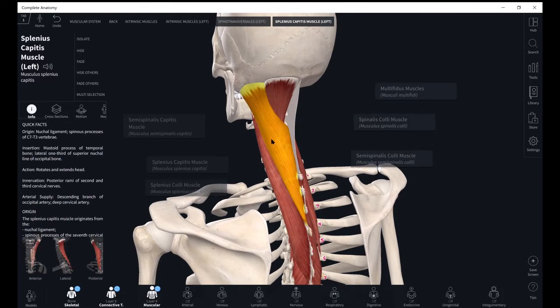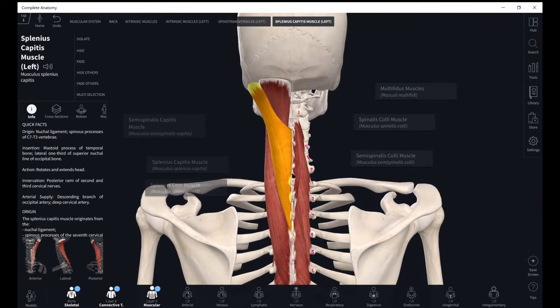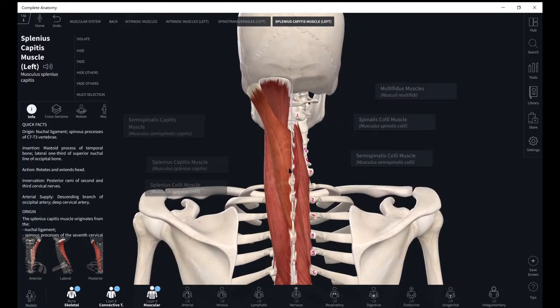So here, the splenius capitis, with its origin on the nuchal ligament and the spinous processes of C7 through T3. So it's coming down a good distance, and inserts into the mastoid process of the temporal bone and the lateral third of the superior nuchal line of the occipital bone. And so again, we talk about this spinous process of C6 right here. If we use that, we know we're going to catch a needle into those muscle fibers. Okay, I'll fade that.